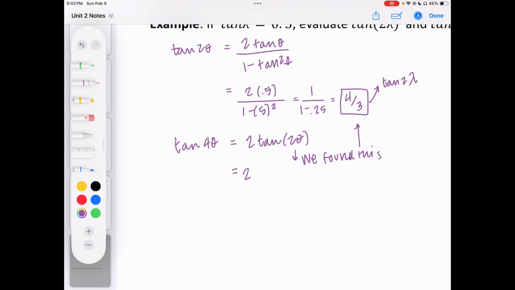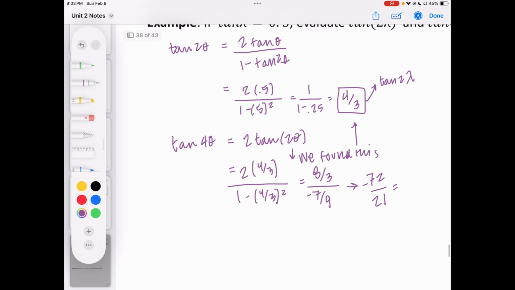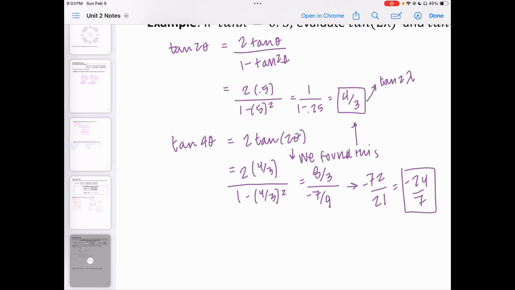So we're going to have 2 times 4/3 all divided by 1 minus 4/3 squared. Doing a little bit of math here because of fractions, we have 8/3 over -7/9, which is going to turn into -72 over 21, which simplifies to -24 over 7. Okay.